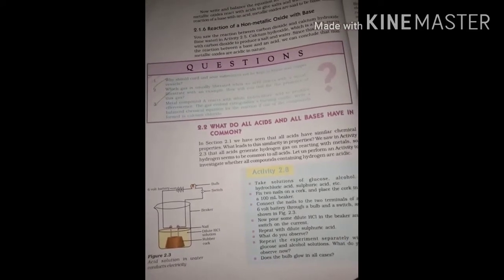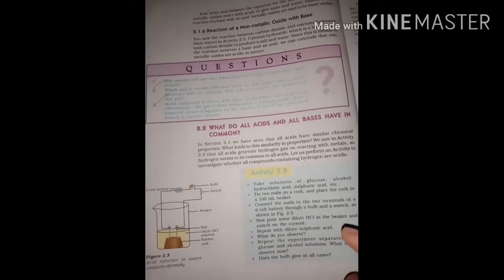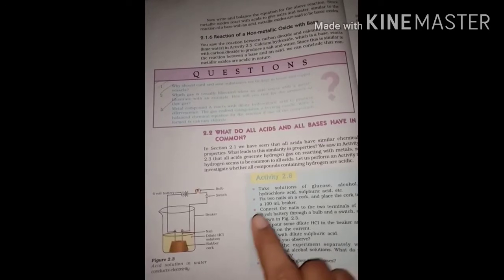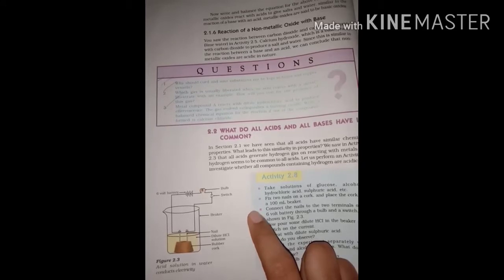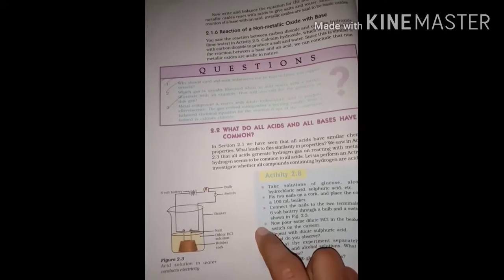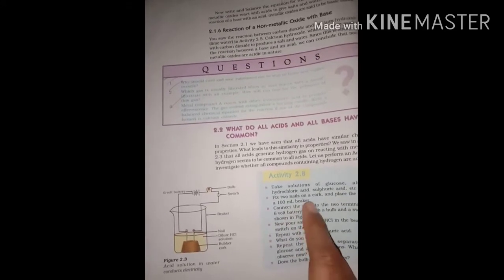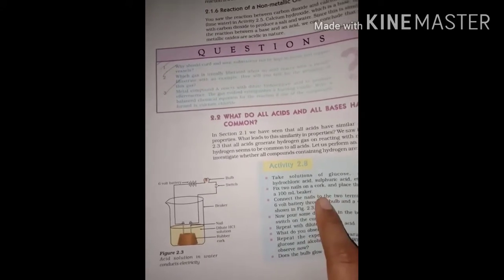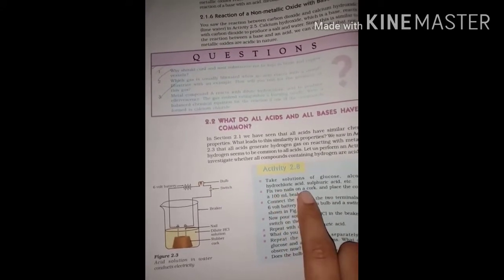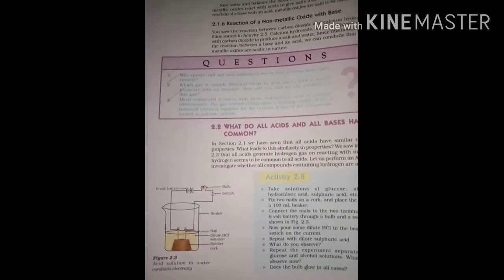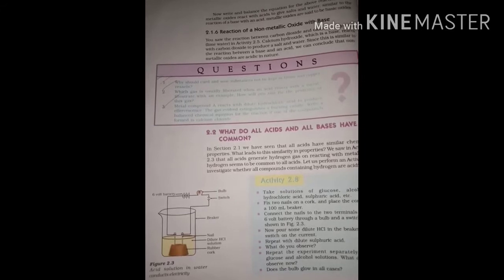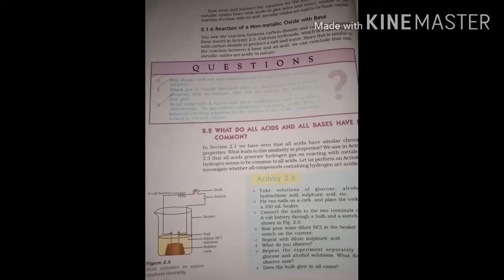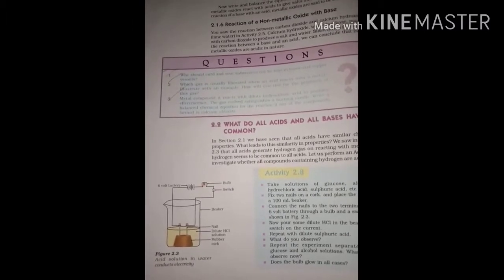Since there is no conduction of electricity by the glucose or the alcohol solution, it does not contain hydrogen ions. Only the solutions of hydrochloric acid and sulfuric acid produce the hydrogen ion, so they are acids. You should write the conclusion, everything, each key point you have to write.